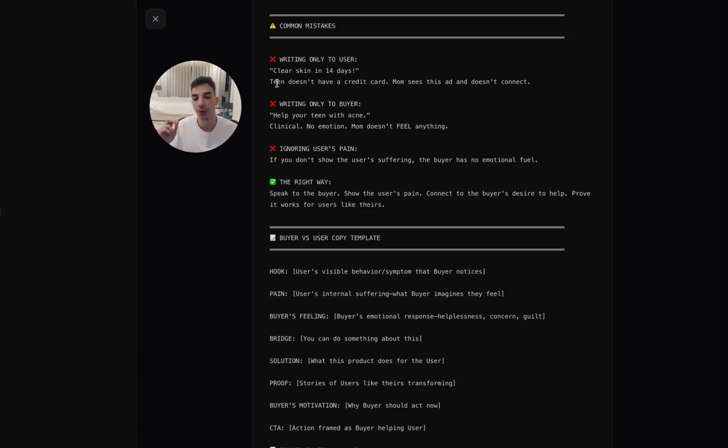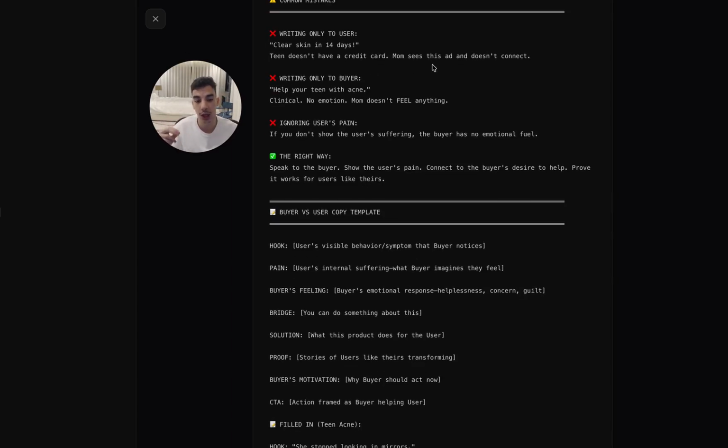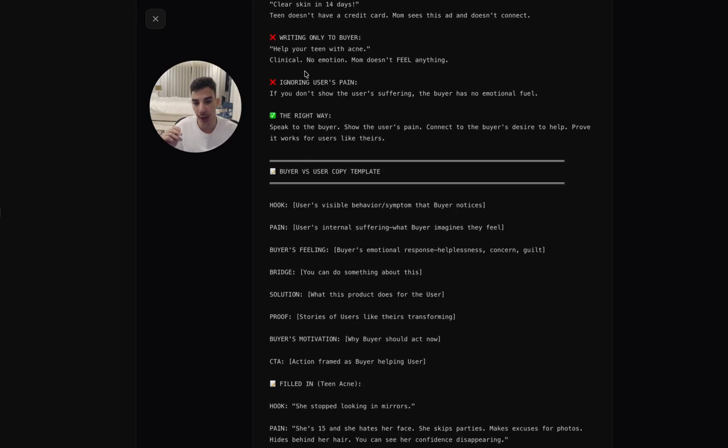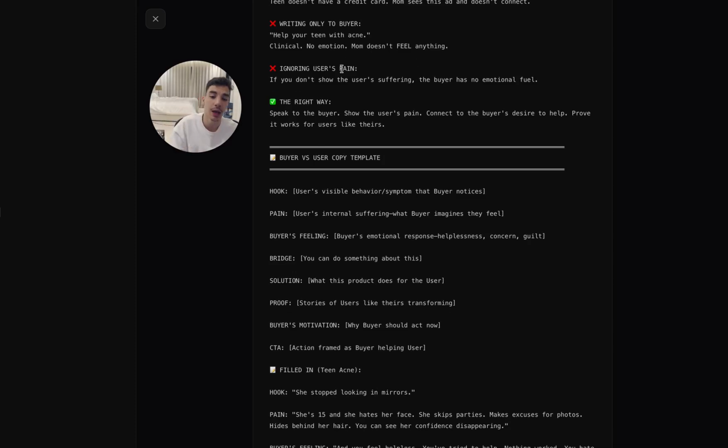Common mistakes. Writing only to the user: clean skin in 14 days. A teen doesn't have a credit card, and mom sees this ad and doesn't connect. Writing only to the buyer: help your teen with acne. It clicks no emotions, mom doesn't feel anything. Ignore user pain.